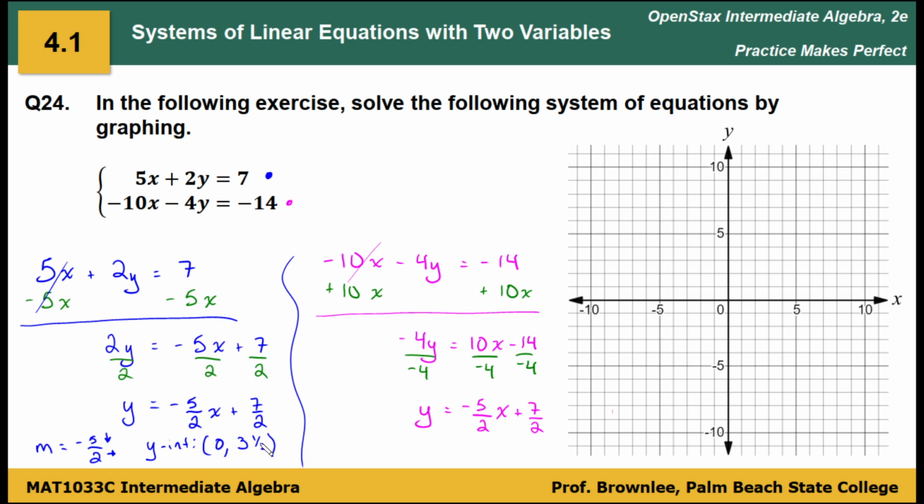So we are going to graph the first equation here. So we start at the origin. The y-intercept is 0,3 1/2. So 1, 2, 3. There we go. 3 1/2, all right, or 3.5. And then from there, we're going to go down 5 units and to the right 2. So down 1, 2, 3, 4, 5, to the right 1, 2. So there's the next point.